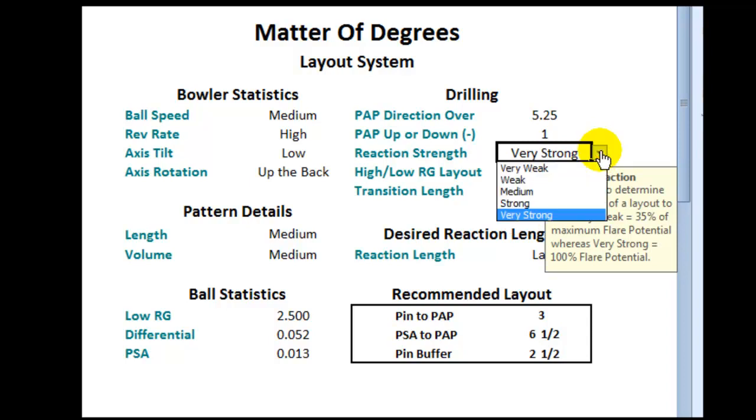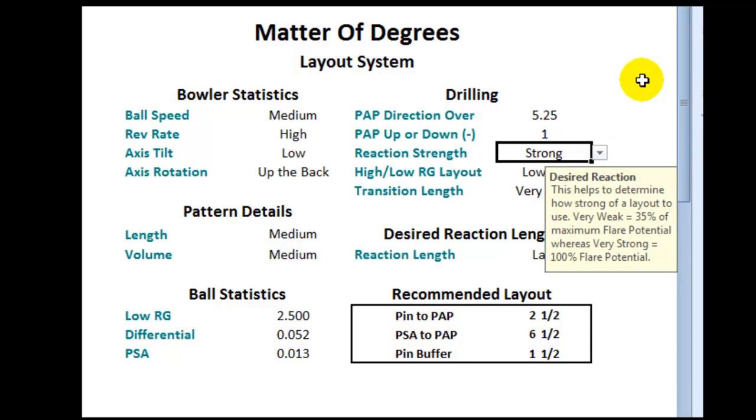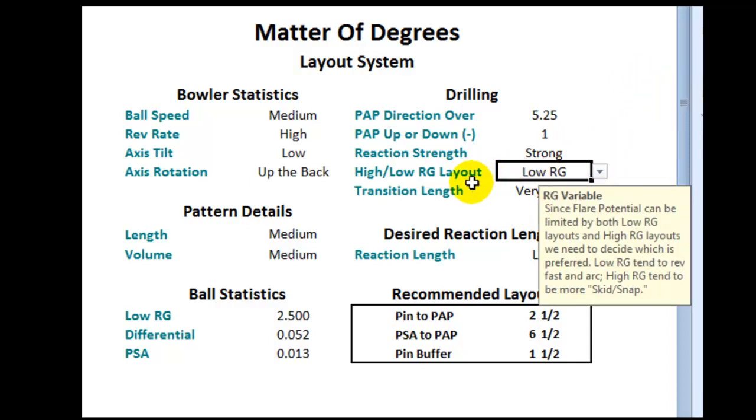So on a house pattern, I don't typically need this thing to be at its strongest point, but I also don't want to make it very weak. So what I would do is pick something either strong or very strong. So let's pick strong for this particular layout that we're working on. High or low RG layout.